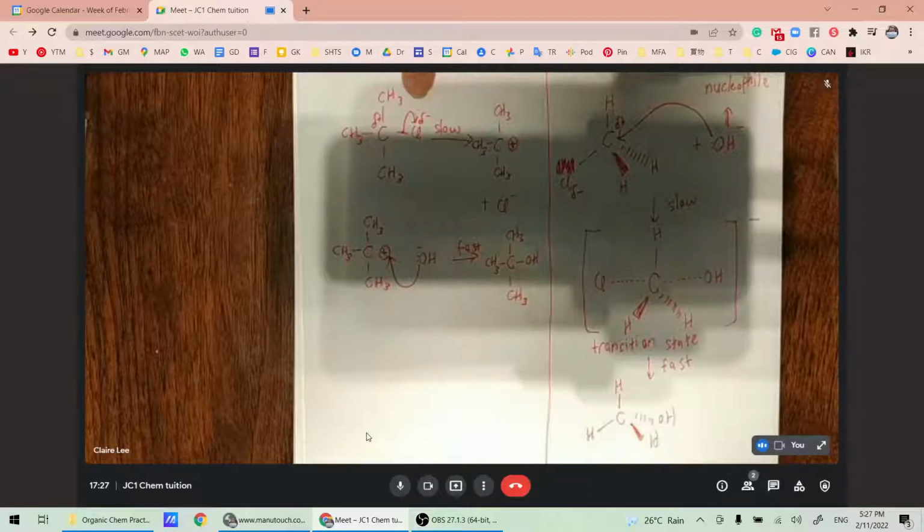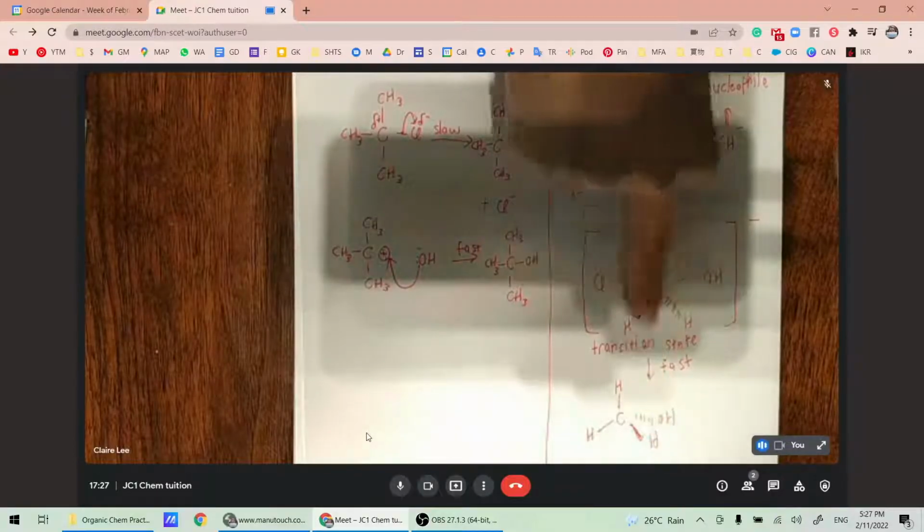Okay, so just take note that this reaction is SN1 because in the slow step, it only involves one molecule. Whereas on the other one, it involves two molecules in the slow step. So it's SN2.